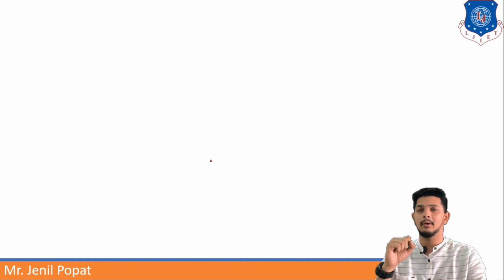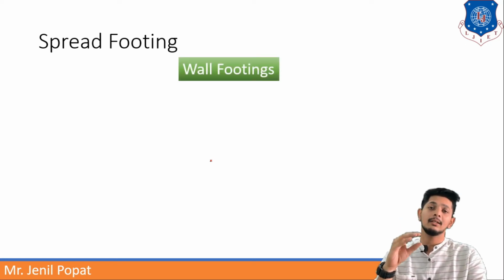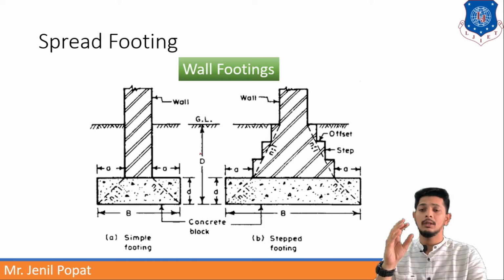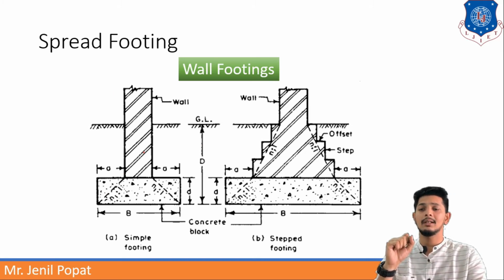Let us understand them one by one. Let us understand spread footing first. In that, wall footings. Here you can see one image. It is showing simple footing as well as stepped footing. In the first image A, you can see a masonry wall lying upon a foundation, and this footing is known as a spread footing. In the same way, a masonry wall which is stepped in figure B is again lying on a foundation, that is, a spread foundation. We can say that it is a wall footing.